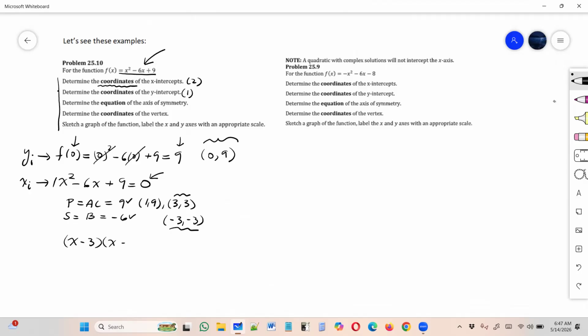x minus 3, x minus 3 equals 0. Now, by the way, this is the exact same way you would show your work on the exam, okay? You have to show everything. By the zero product rule, either this factor is 0 or this, but it's the same factor. So we have x equals 3.